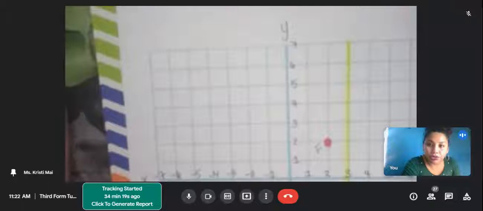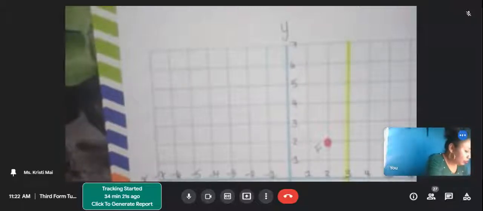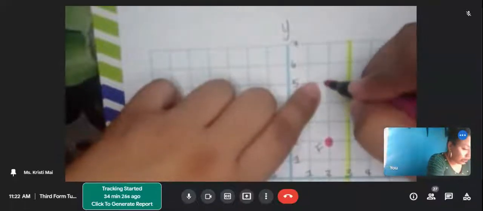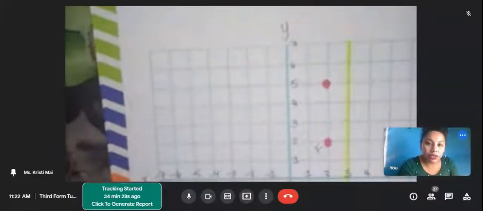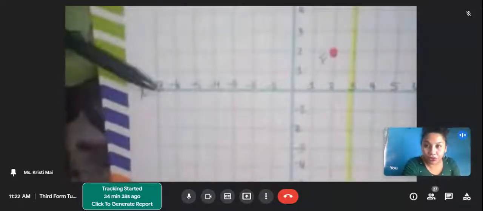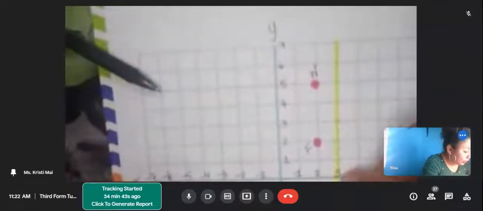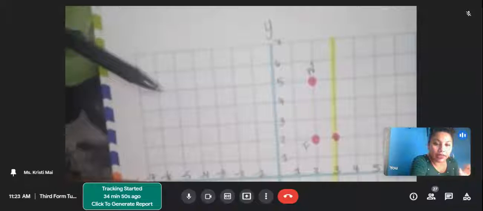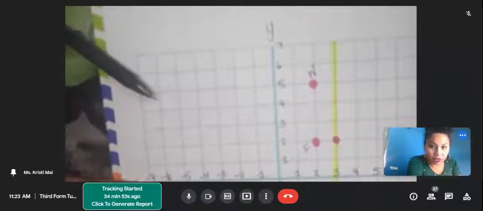Then the other point is 2, 5. So 2 and then 5 right there. And then that point is W, right? And then the last point is 3, 2. So I have 3 right here and then 2 right there, right? And then that point is letter K, right?